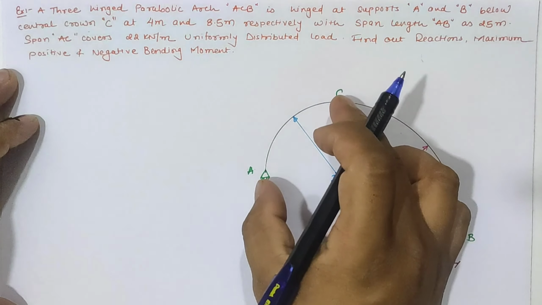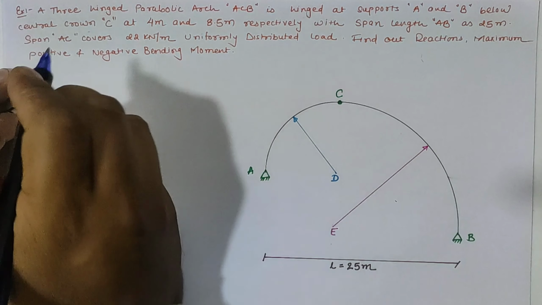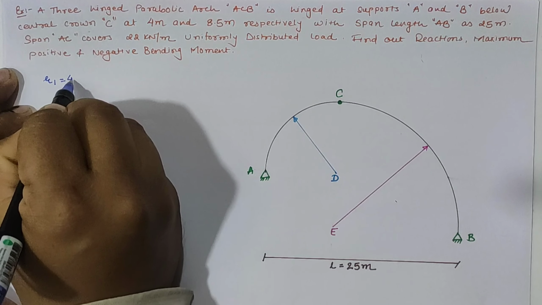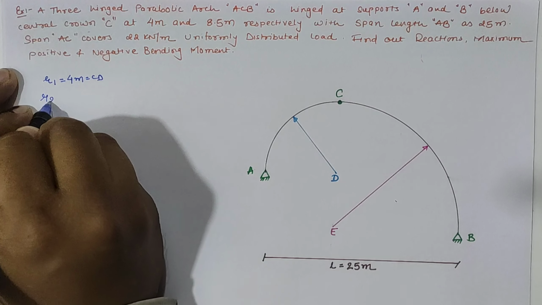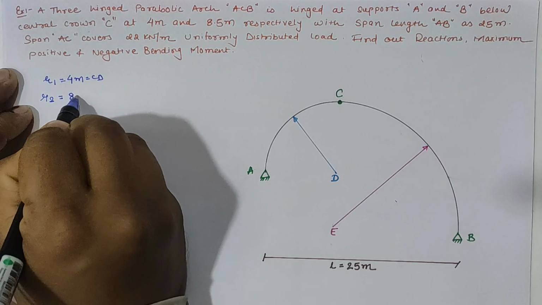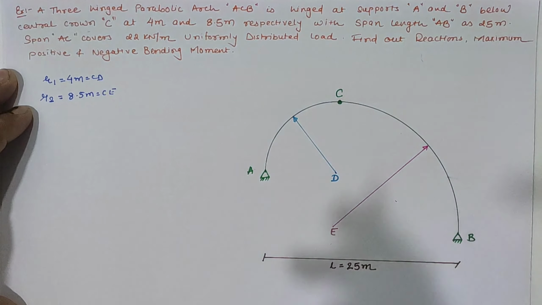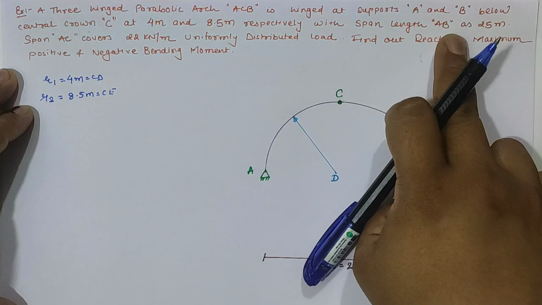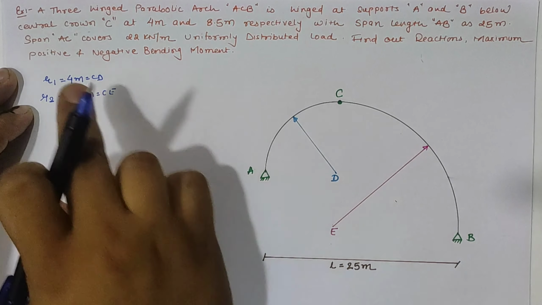It means that the left-hand support is at a height of 4 meters. So if we take the left-hand side as one part and the right-hand side as a second part, then we will have R1 value as 4 meters, which is the CD value, and R2 value is equal to 8.5 meters, which is equal to the CE value. Now, the span length AB is given as 25, so our total length is 25 meters.